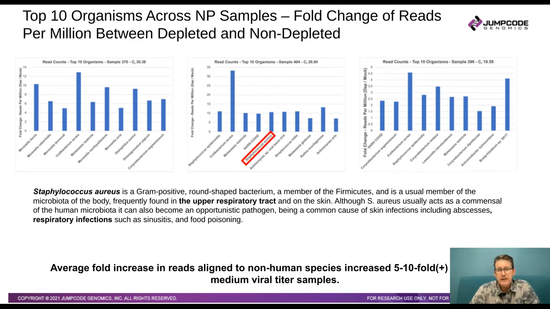I also mentioned that there's the potential of unknown pathogen identification. And in sample number 2, you can see here that we've identified Staph aureus, and in fact, in the depleted sample, we're gaining a 10-fold increase in reads per million to the Staph aureus genome. And as we know, Staph aureus is a usual member of the microbiota of the body. It's frequently found in the upper respiratory tract, but it can cause respiratory infections.